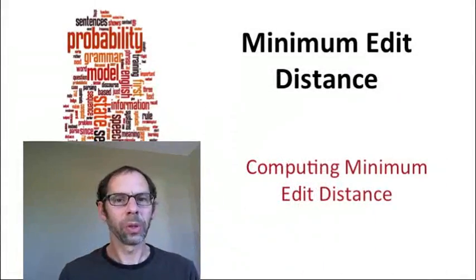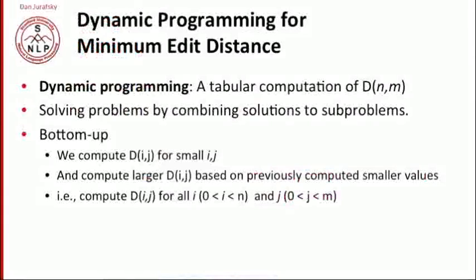How are we going to compute minimum edit distance? The standard algorithm is dynamic programming. Dynamic programming is a tabular method of computation. What we're going to do is compute d, the distance between two strings x and y, x of length n, y of length m, by combining solutions to subproblems. And combining solutions to subproblems is the intuition of all dynamic programming algorithms.